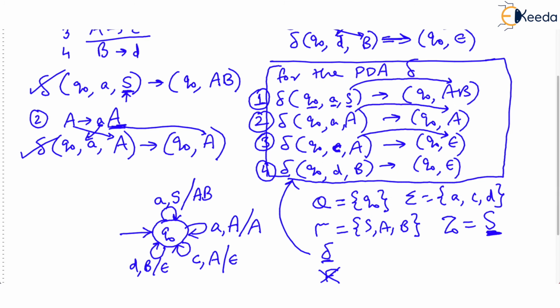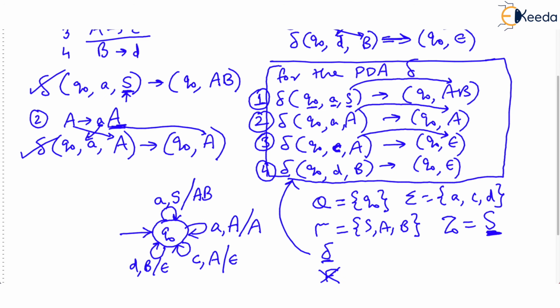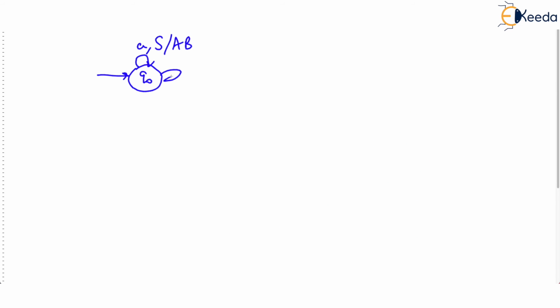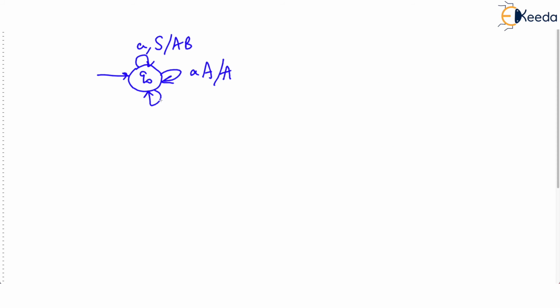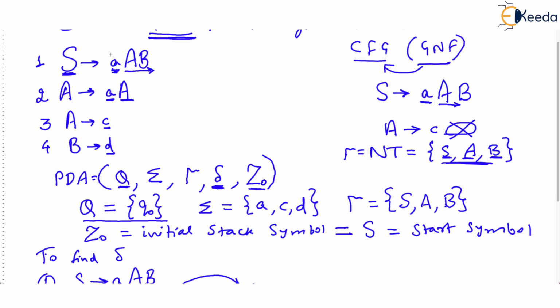Q0, with a comma S, AB; a comma A, A; just bear with me. c comma A, epsilon; and d comma B, epsilon. Okay. This was the GNF given.